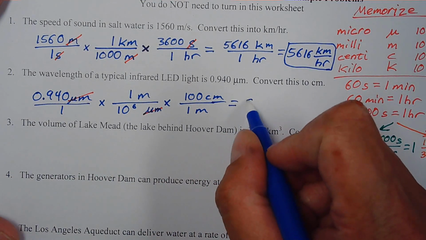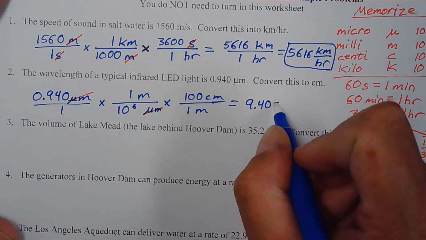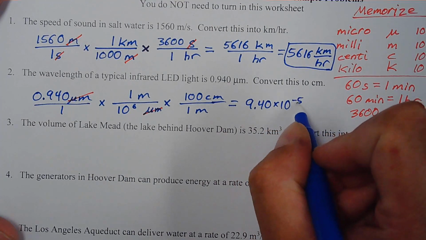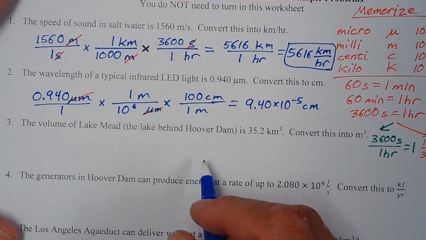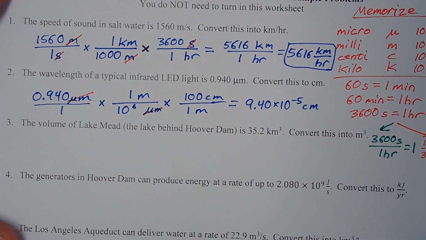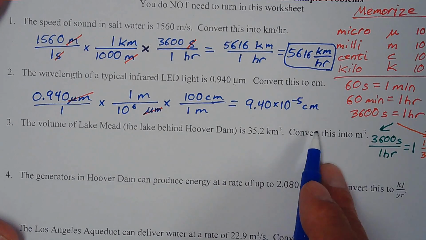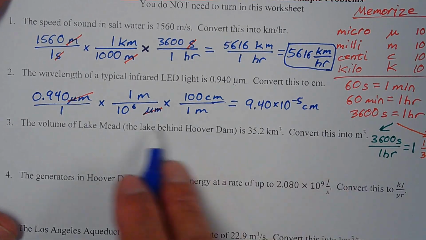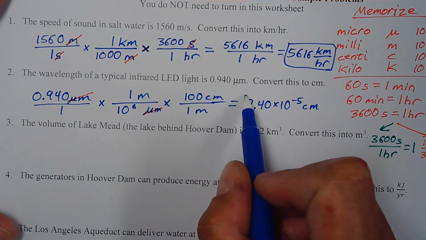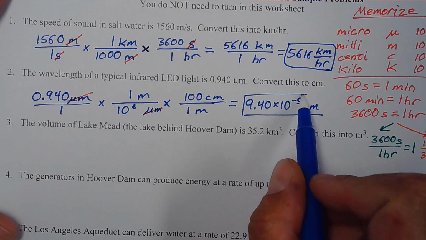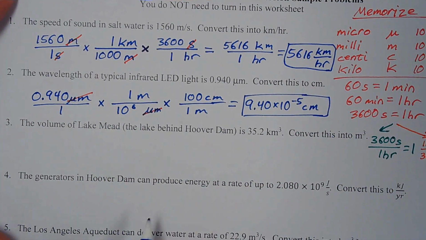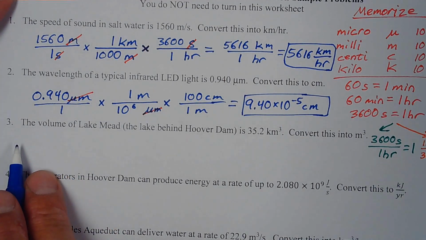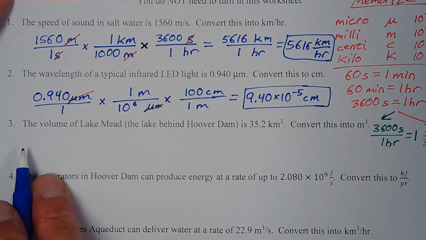Okay, so this is 9.40 times 10 to the negative 5th centimeters. Okay? And you could express it in conventional notation if you want. You don't have to use the scientific notation. But when I get down to that many zeros after the decimal point, I'm just in the habit of using scientific notation. Okay, now things are going to get a little bit more complicated.